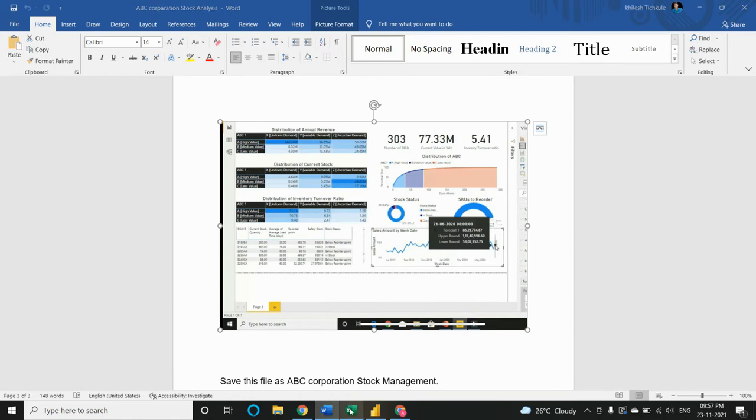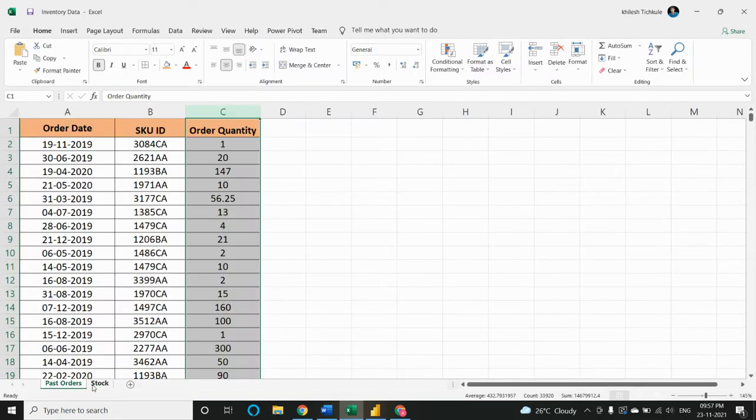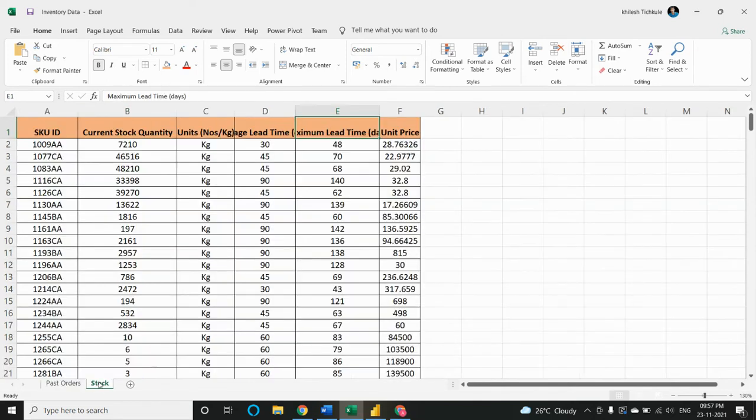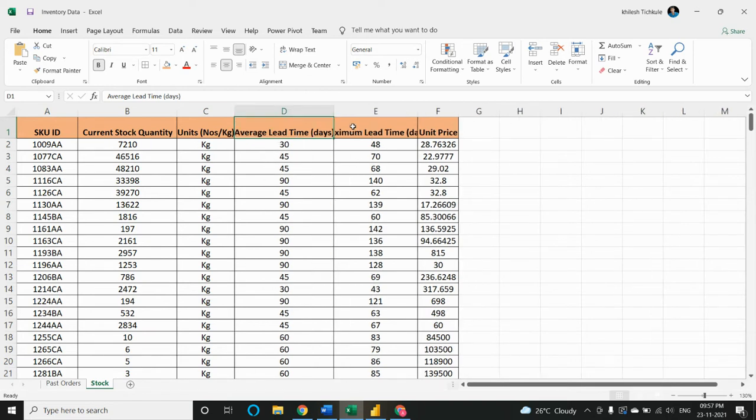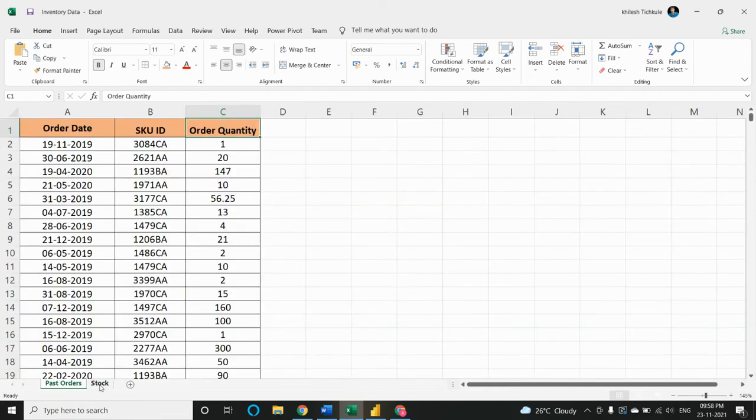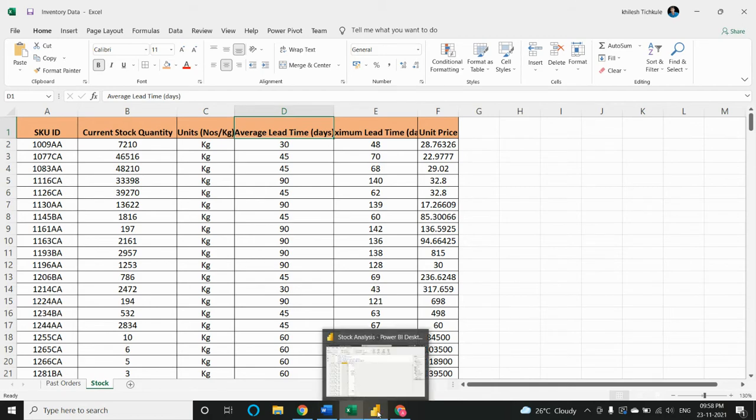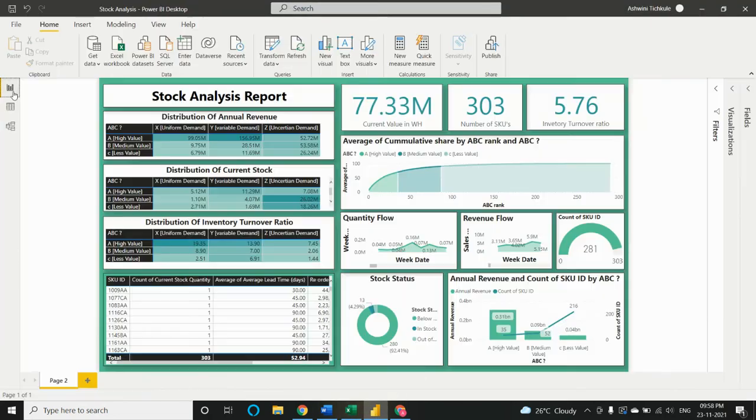Let's see the data set. In this data set there are two sheets. One is the past orders. In the past orders there are three columns: order date, SKU ID, and order quantity. And in the stock there is the SKU ID, current stock quantity, units, numbers per kilogram, the average lead time, the maximum lead time, and the unit price. So let's analyze it in the Power BI desktop.